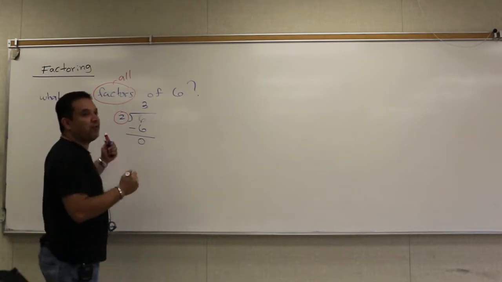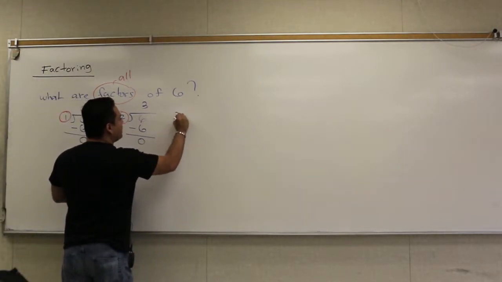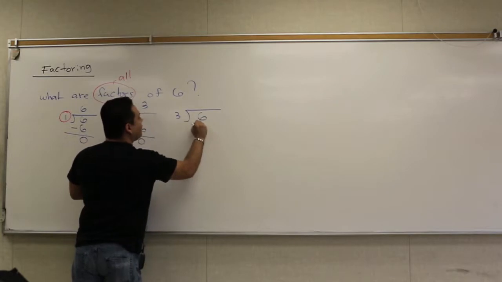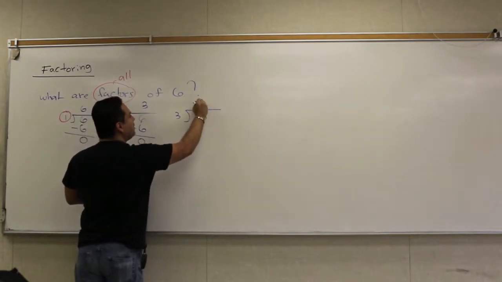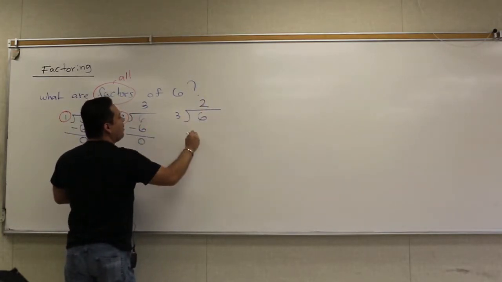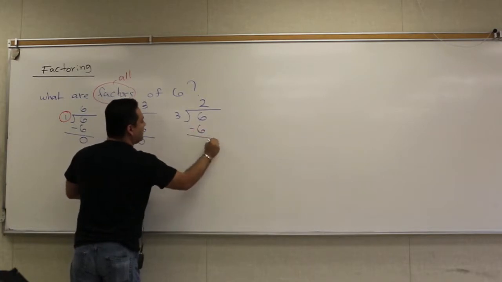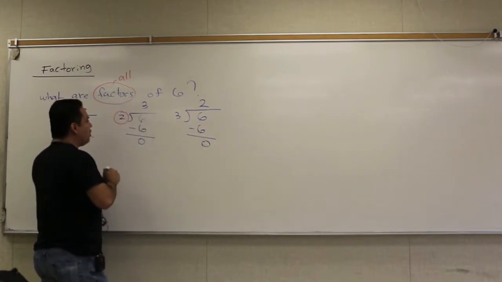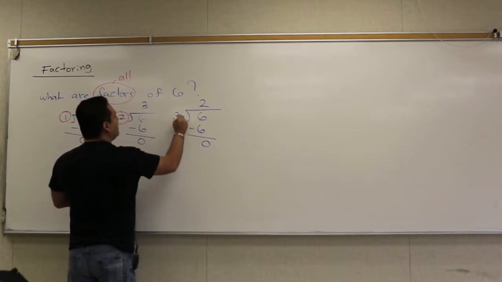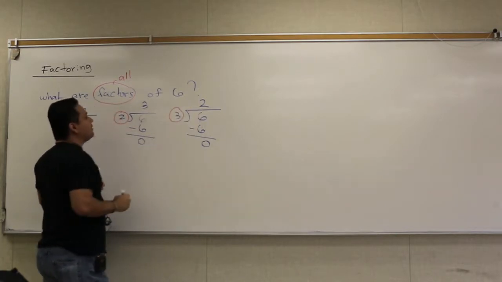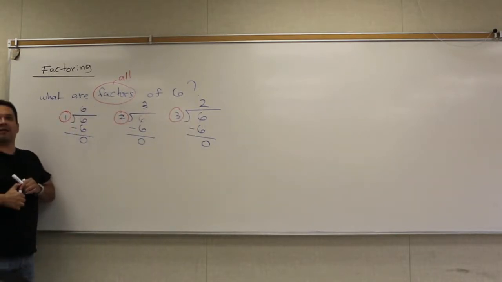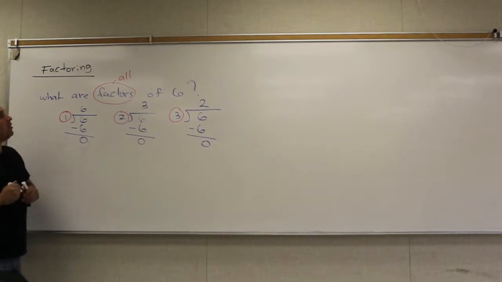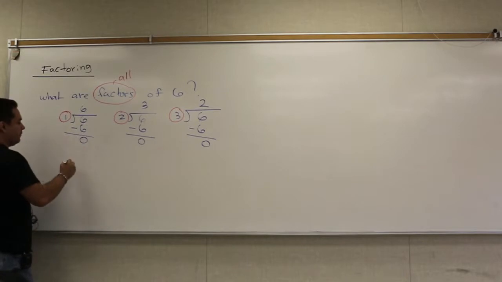Now what's the next larger number after 2? 3. So you say, okay, let's check if 3 is a factor of 6. 3 goes into 6 how many times? Twice, and 2 times 3 is what? 6. What's 6 minus 6? 0. So 3 is a factor of 6. It's pretty nice. This is what we mean by factors. So far we got 1, 2, 3. What number comes next? 4.